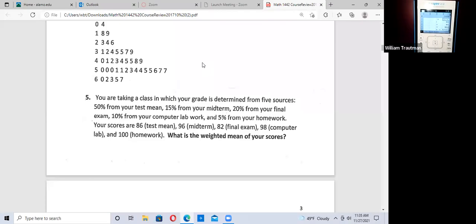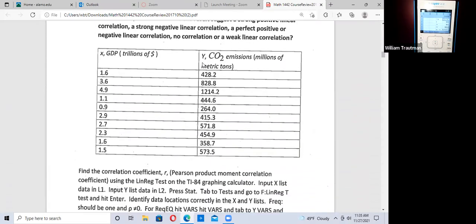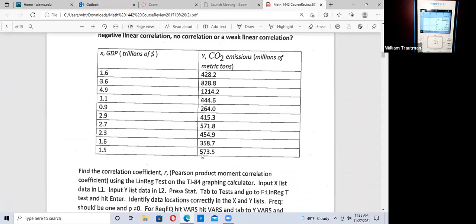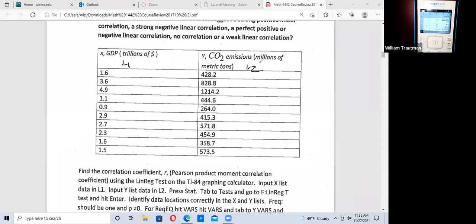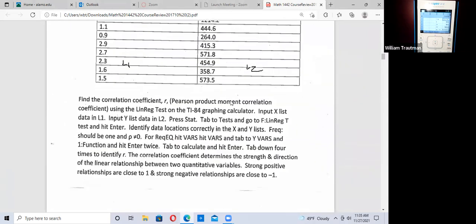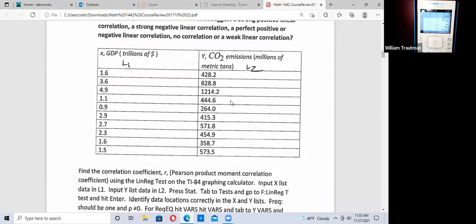Okay, so now we can go to question 6. I already said I'm going to enter the first data into L1 and this data into L2. We want to find R, the correlation coefficient, and we want to find how strong it is or how weak it is.